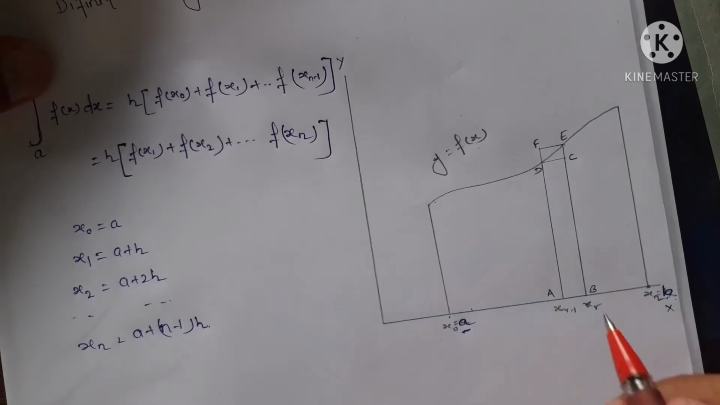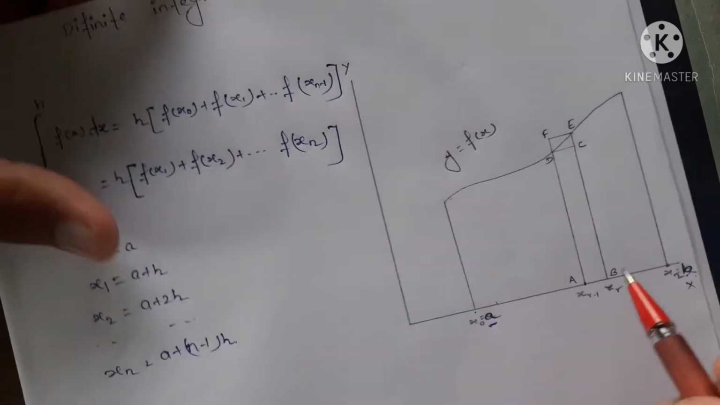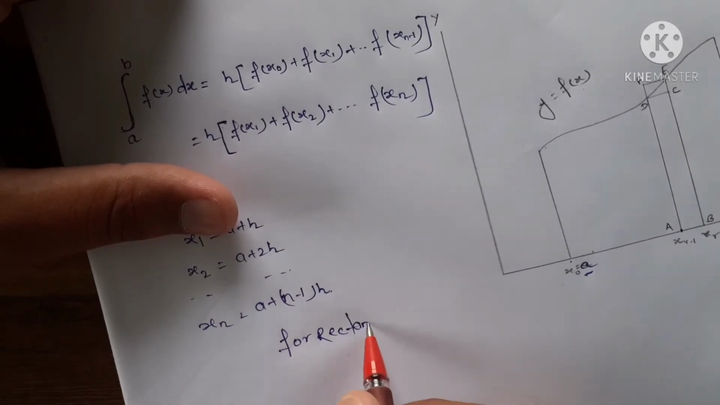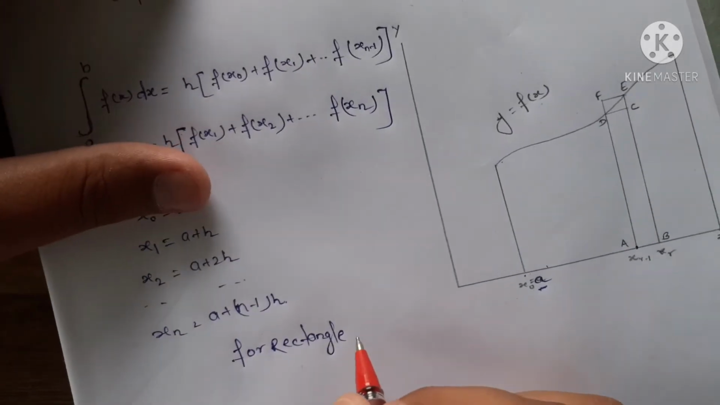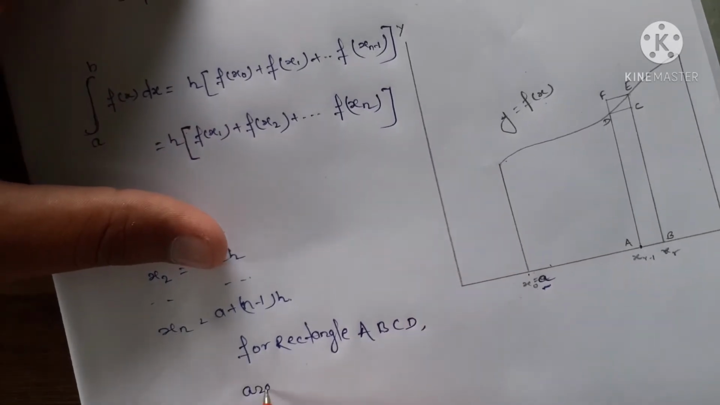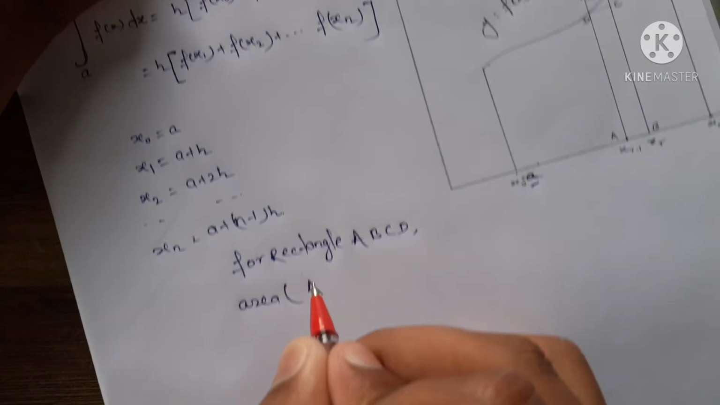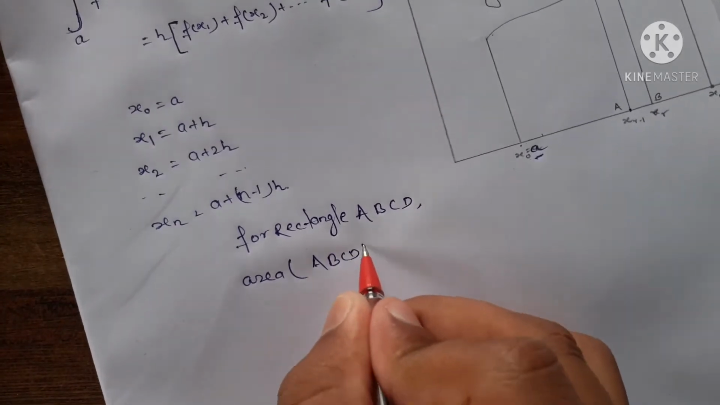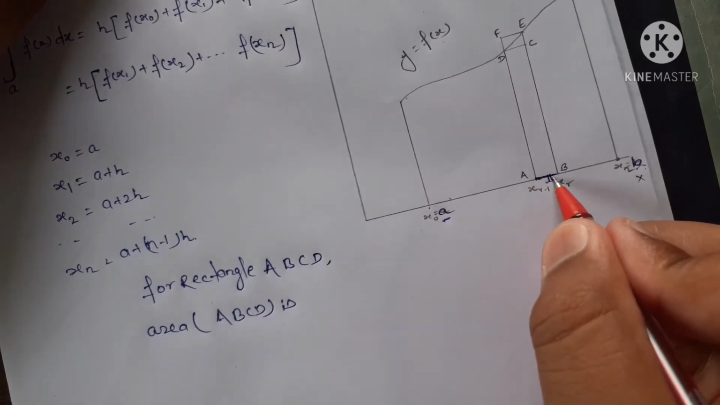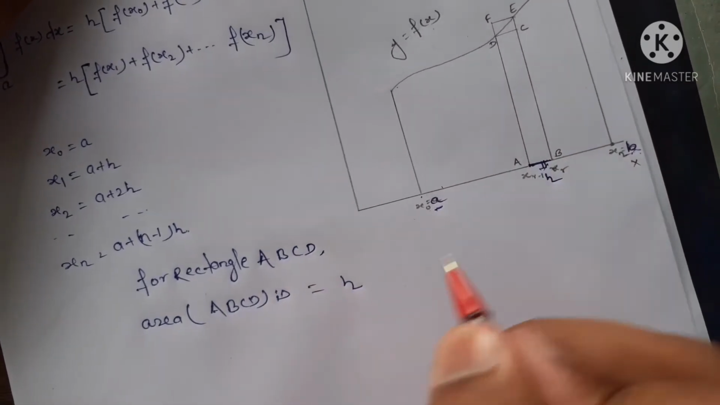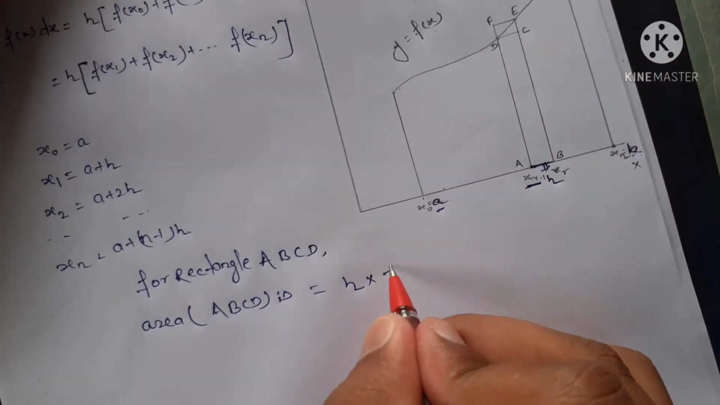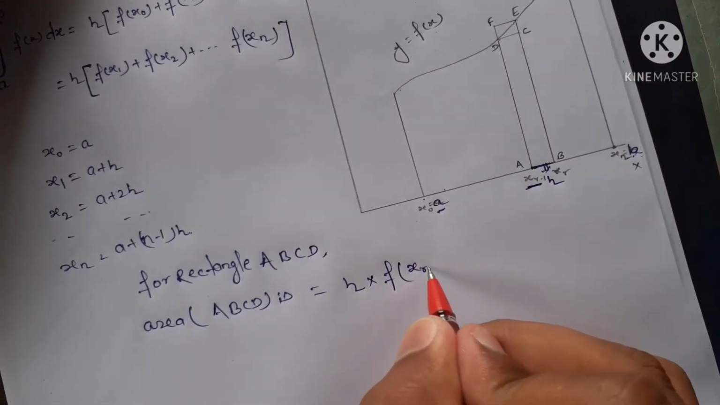Here, if we consider a rectangle ABCD, the area of rectangle ABCD is: the breadth is the successive difference h, so it is h, multiplied by the height, which is the corresponding value f of x r minus 1. It means h into f(x r minus 1).